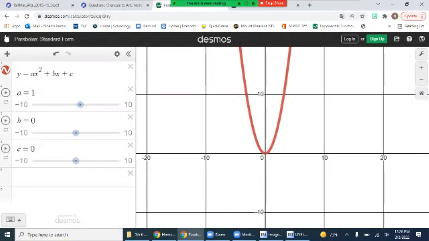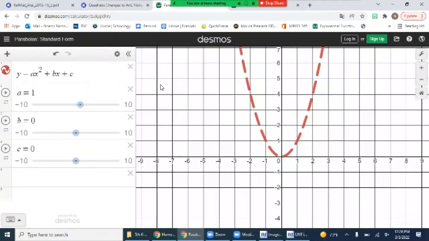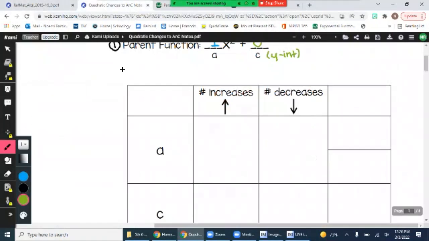This is my parent function right here. Make it dotted. The value of A is 1, my y-intercept, my value of C, is 0. That means it's crossing at 0, 0, nothing has happened to A, okay? A is the value in front of x squared, just so you recognize where to look for it. Let's go ahead and write whatever is in front and behind that A. And A is currently the number 1.